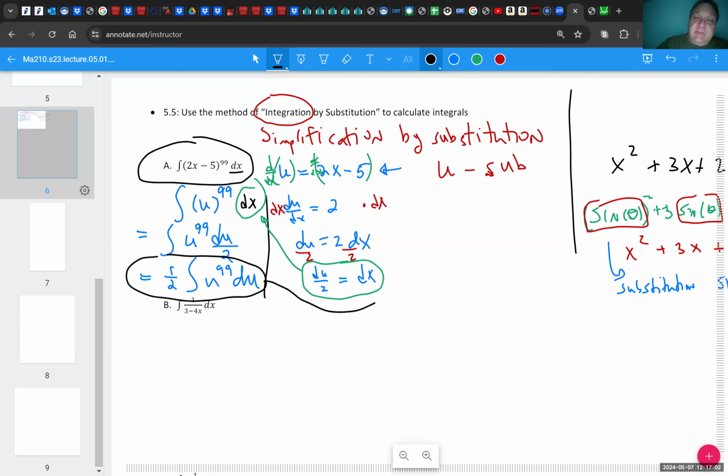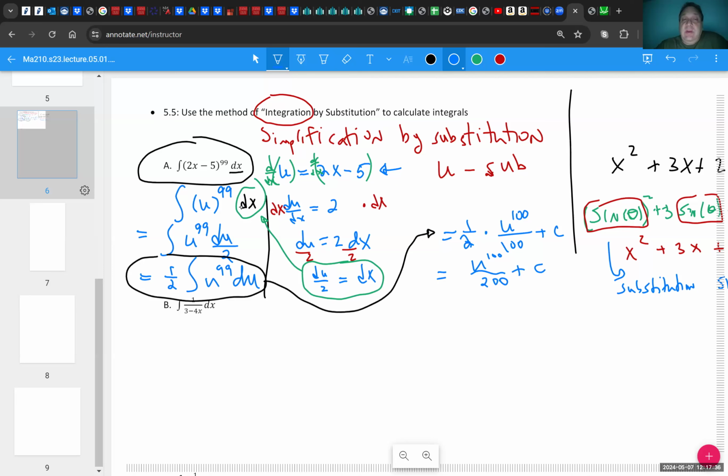I ran out of space, I apologize, so I'll have to go over here. This is equal to 1/2 times the antiderivative of u^99 du, which is u^100 over 100 plus c. And that's the same rule as the antiderivative of x^99 dx, just a different letter that we chose for u. I can rewrite this as u^100 over 200 plus c by simplifying the two numbers.